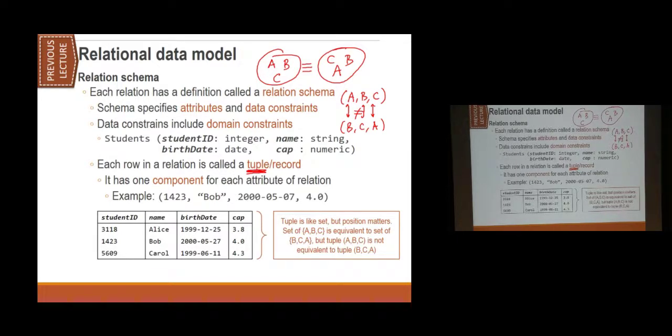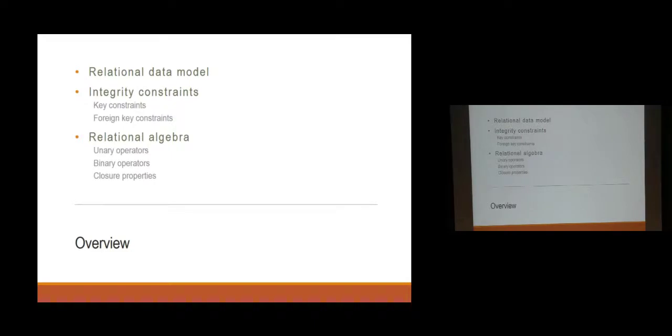Okay, so that is the quick recap from the previous lecture. The overview for this lecture is that we're going to discuss three things: the relational data model, integrity constraints, and relational algebra. We're not going to touch on SQL first. We're going to touch on the logic behind SQL. The first one is the relational data model. It continues from the previous lecture.